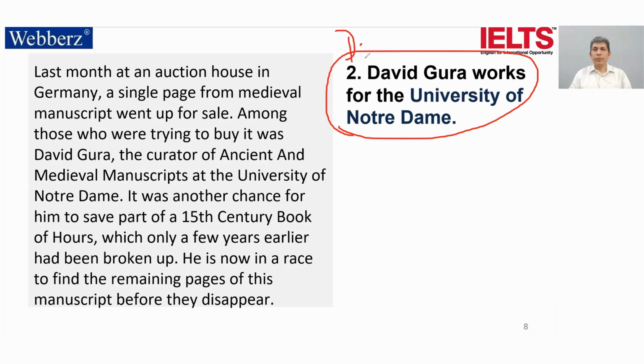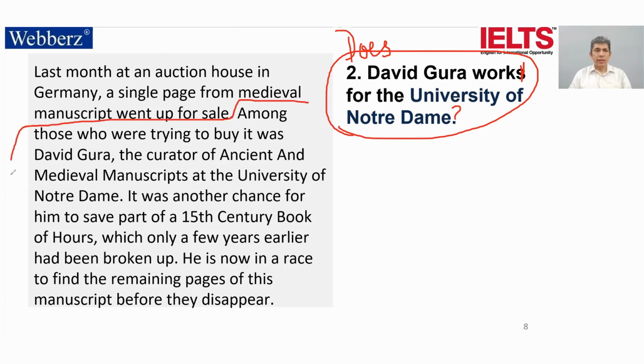Make it interrogative: does David Gura work for the University of Notre Dame? It's a question mark now. This is interrogative. If he works, the answer is yes. If he doesn't work, the answer is no. If I cannot figure out, the answer is not given. So that's what the meaning is of true, false, not given. So let us see if he works for the university or not.